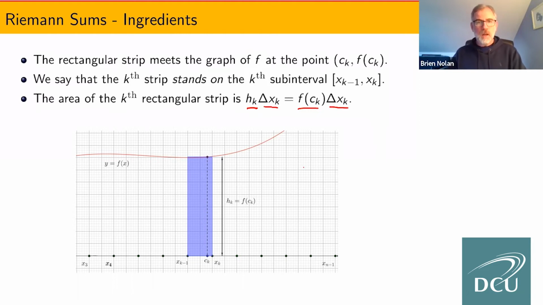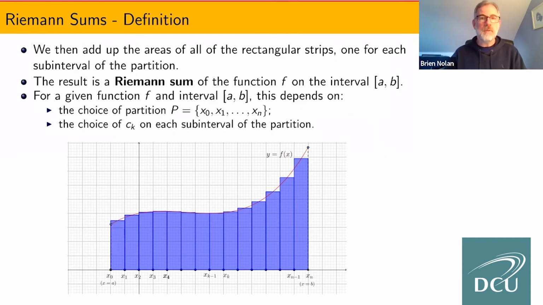Okay, so we know how to calculate the area of each of these rectangles. We pick a ck, we calculate f at that point. That's the height of the rectangle. The width of the rectangle is delta xk, which we'll have written down essentially already. Okay, and then we carry out the last step. So we have all of our ingredients in place now. The Riemann sum then is what we get when we add up the areas of all of those rectangles.